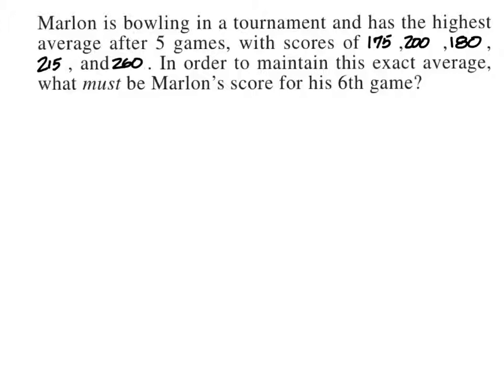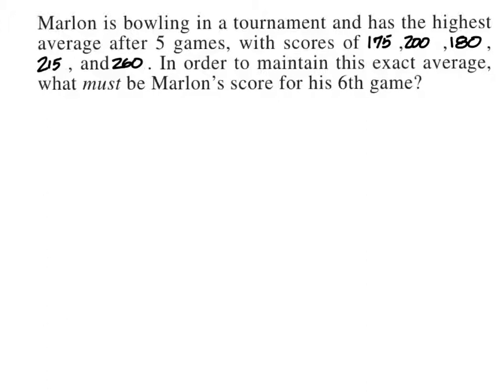Marlon is bowling in a tournament and has the highest average after 5 games, with scores of 175, 200, 180, 215, and 260. In order to maintain this exact average, what must Marlon's score be for his 6th game? Well, first of all, he has the highest average after 5 games, but what's his average? You have to find it. So let's find his average.